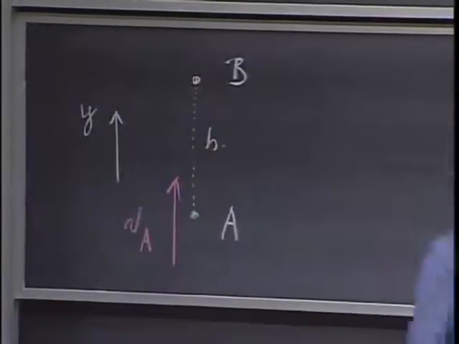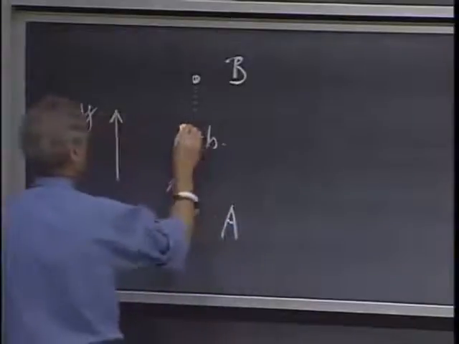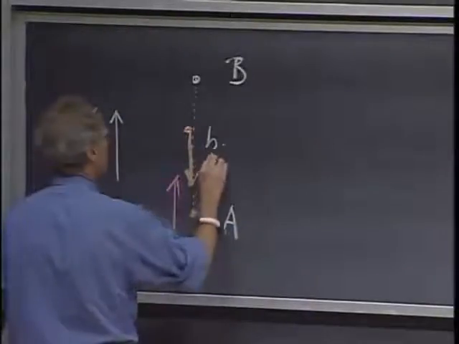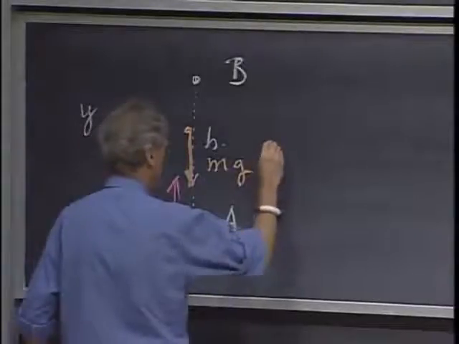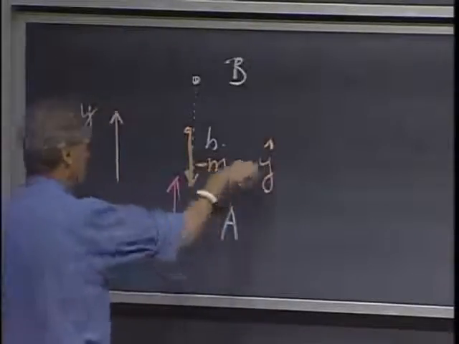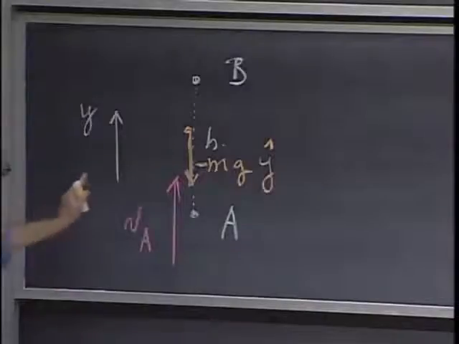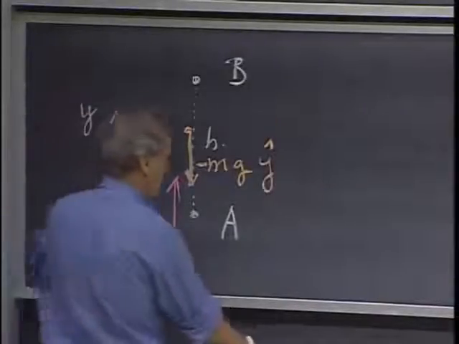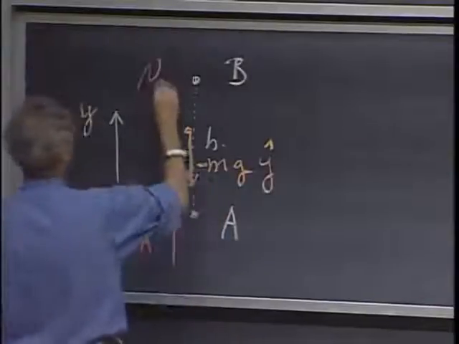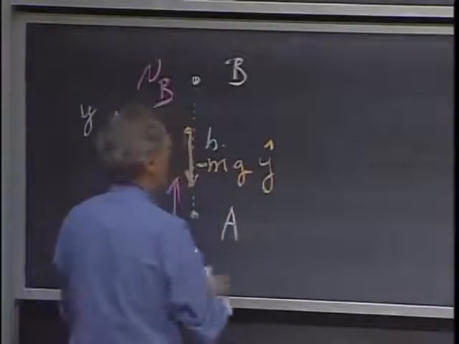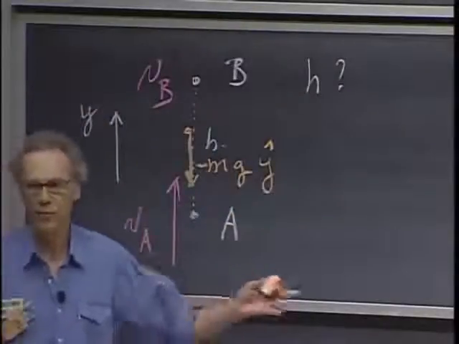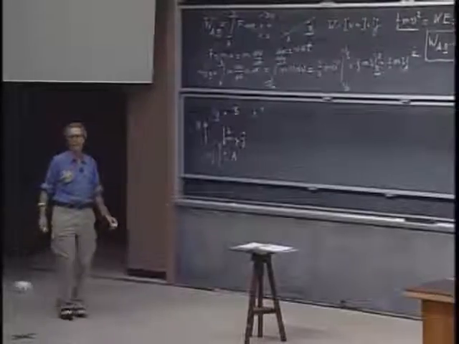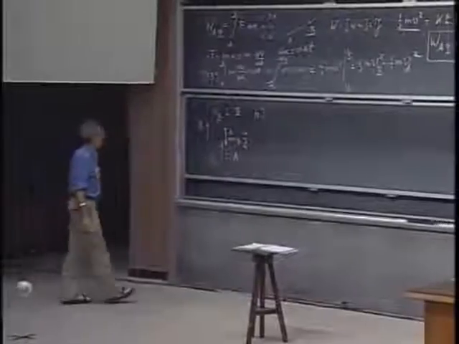The object has a mass m, and so there is a gravitational force, which is mg, and if I want to give it a vector notation, it's mg in the minus y direction. This is my increasing value of y. When it reaches point B, it comes to a halt. And I'm going to ask you now, what is the value of h? We've done that in the past in a different way. Now we will do it purely based on energy considerations.